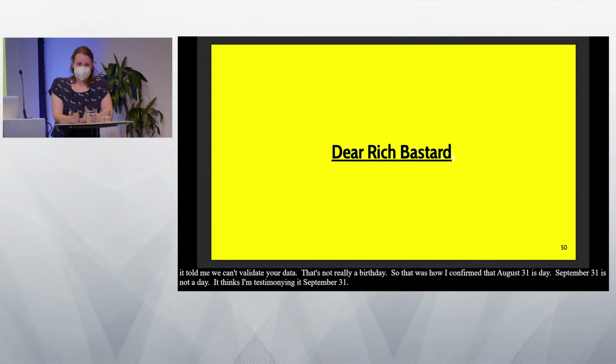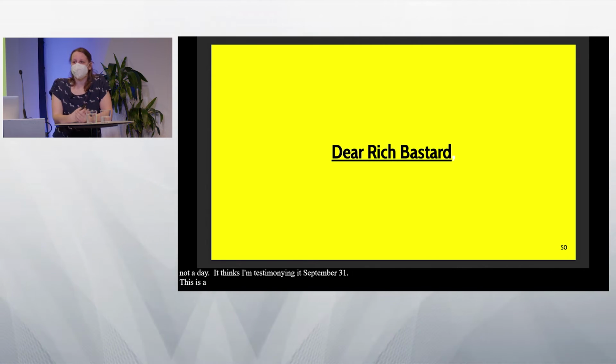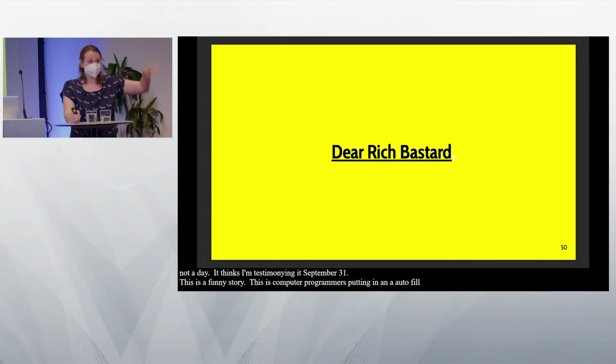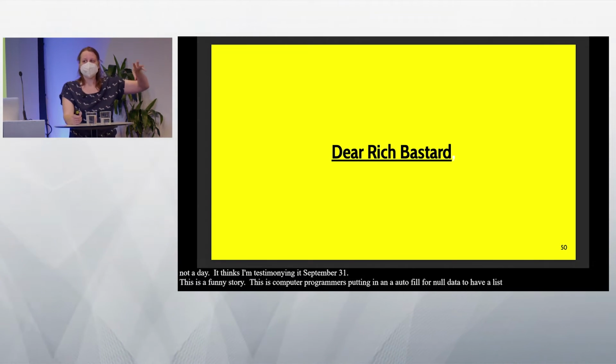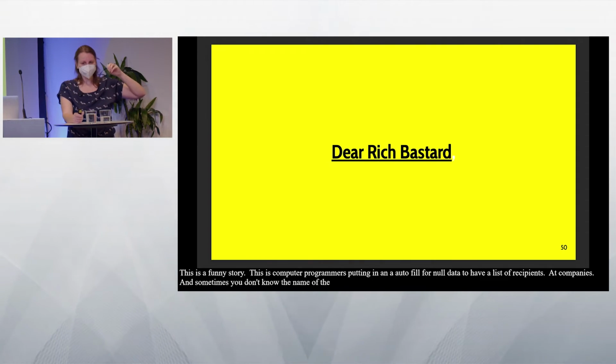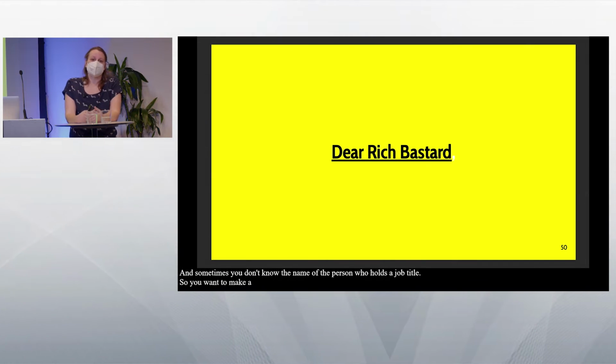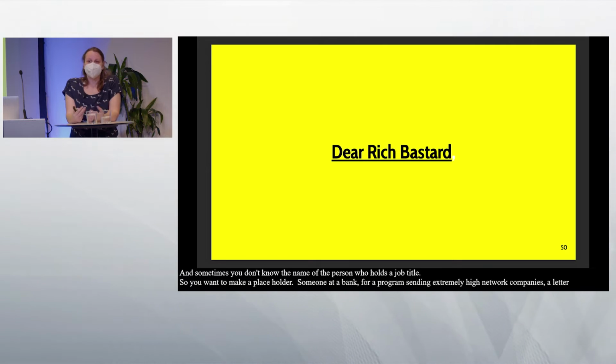This is a funny story. This is computer programmers putting in an autofill for null data. So you have a list of recipients at companies, and sometimes you don't know the name of the person who holds a job title. So you want to make a placeholder. And someone at a bank decided to, for a program that was sending extremely high net worth companies a letter to offer them a deal, this engineer made the placeholder rich bastard.